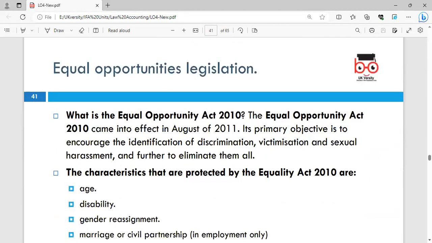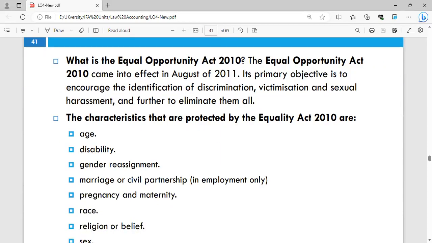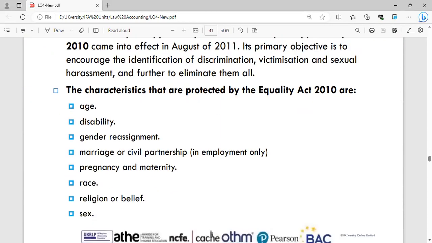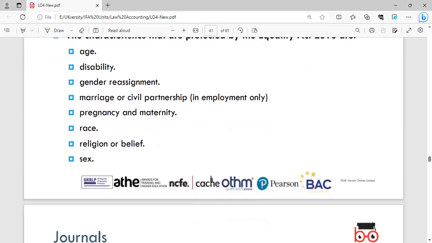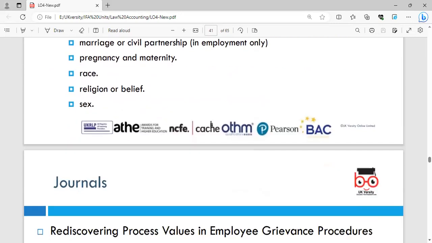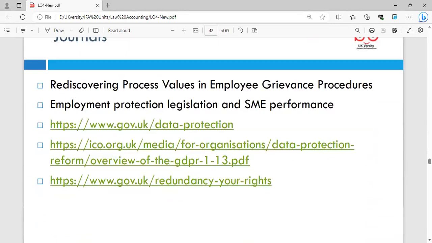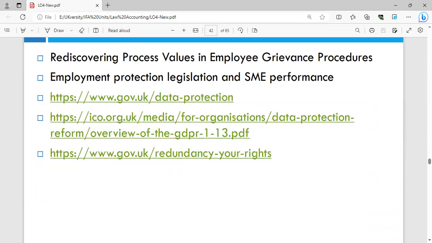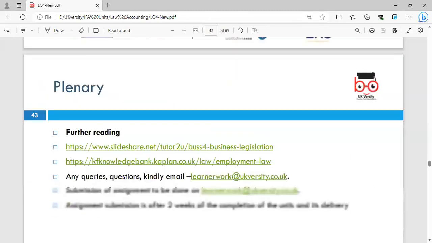Equal employment opportunity. As mentioned earlier, the Equality Act, equal opportunity. We are not supposed to be discriminated against by race, religion, and color. As legislation, we also have British values: age, disability, gender, marriage, race, religion. Then you've been given some general articles, please. It's good to read, especially when you're doing grievance procedures. We need to look around.